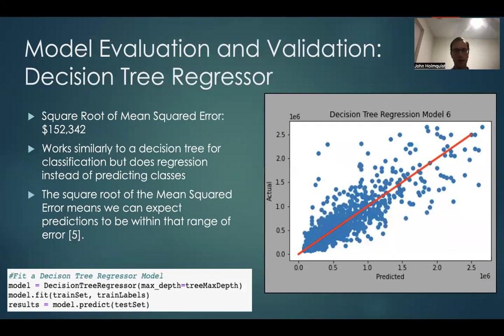So now moving on to regression. This is a decision tree regressor that works pretty similar to a decision tree for classification, but it does regression instead of predicting classes. Here the square root of the mean squared error is about 152,000. What that means is that we can expect predictions to be within that range of error.